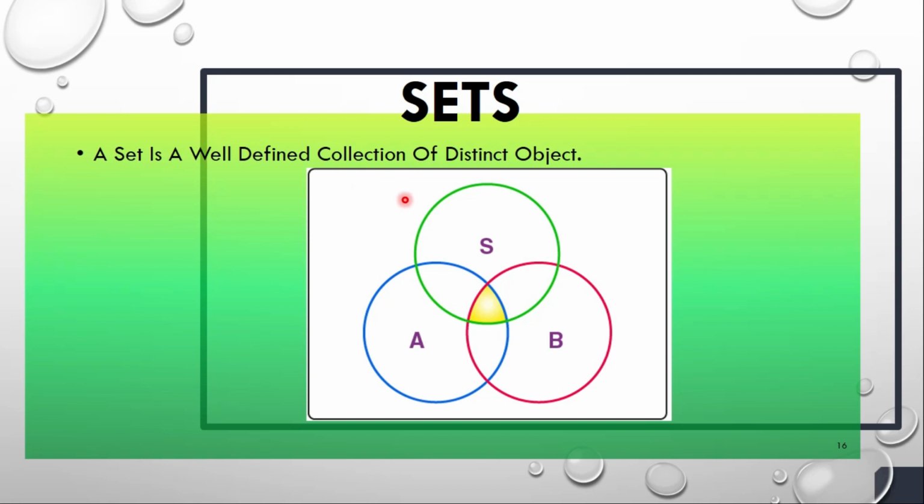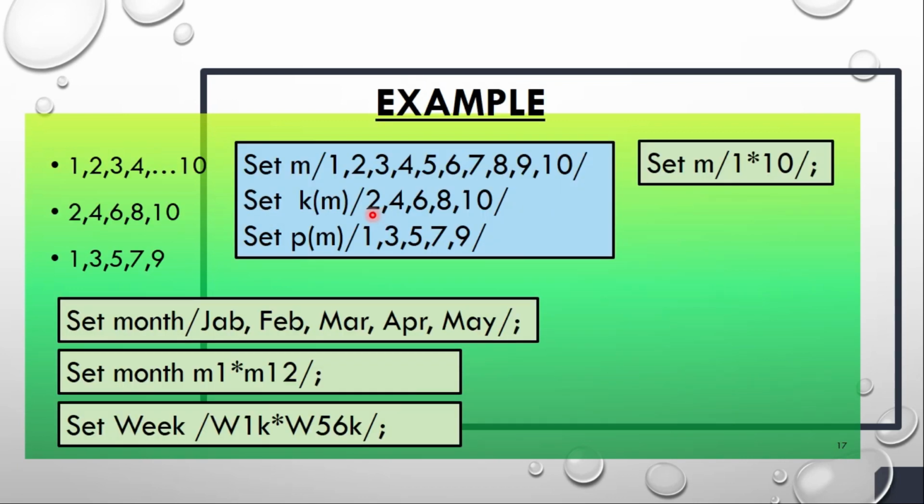So a set is very important in GAMS. I'll show you how to use it in your GAMS code. These are numbers 1, 2, 3, 4 up to 10, which are ordered. If I want to write this in GAMS, this is a set. I need to create a set with the variable m, then 1, 2, 3, 4, 5, 6, 7, 8, 9 and 10, followed by a slash. Now the numbers 2, 4, 6, 8, 10.